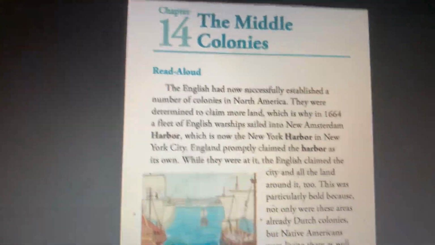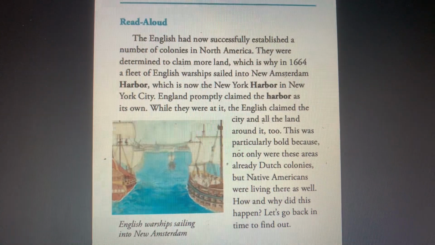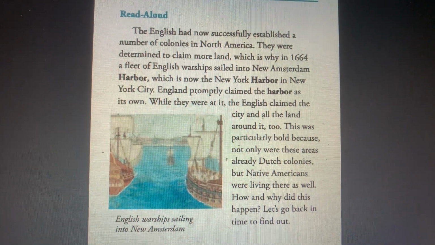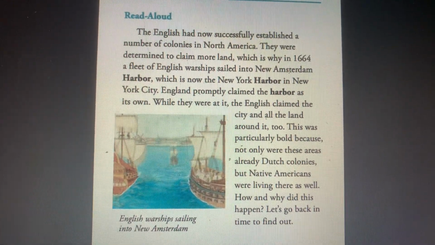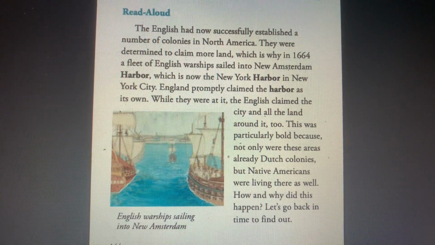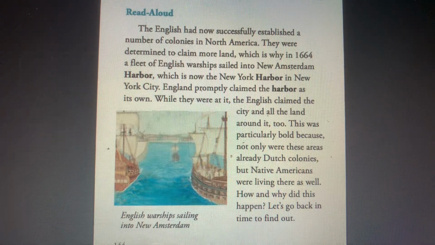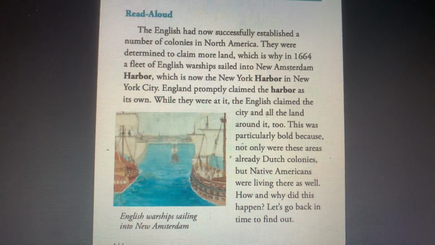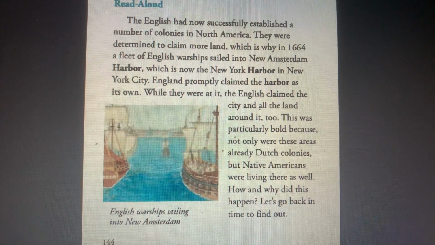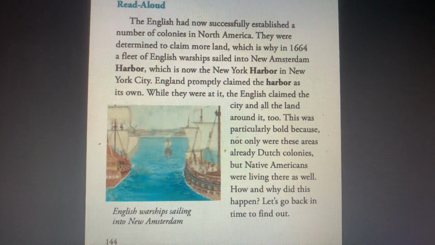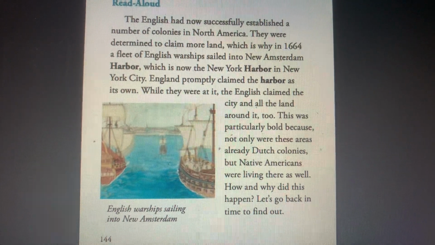All right, and then we will cruise right over here. Chapter 14, the Middle Colonies. The English had now successfully established a number of colonies in North America. They were determined to claim more land, which is why in 1664 a fleet of English warships sailed into New Amsterdam Harbor, which is now the New York Harbor in New York City. England promptly claimed the harbor as its own.